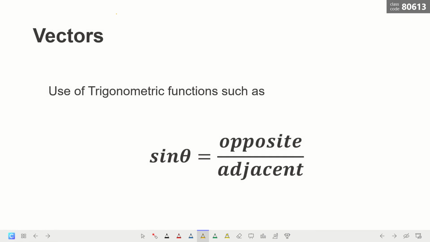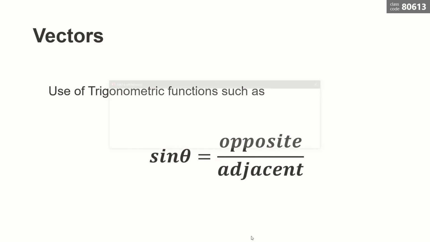Okay, so next application is the use of trigonometric functions, for example in vectors. Sa physics, di ba, meron kayong vectors. So, the use of trigonometric functions. This is one of the trigonometric functions: sine theta is equal to opposite divided by hypotenuse.